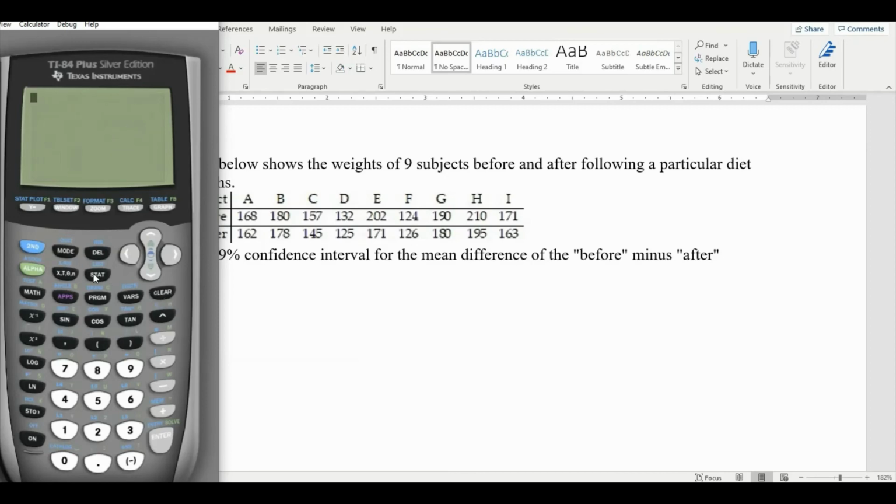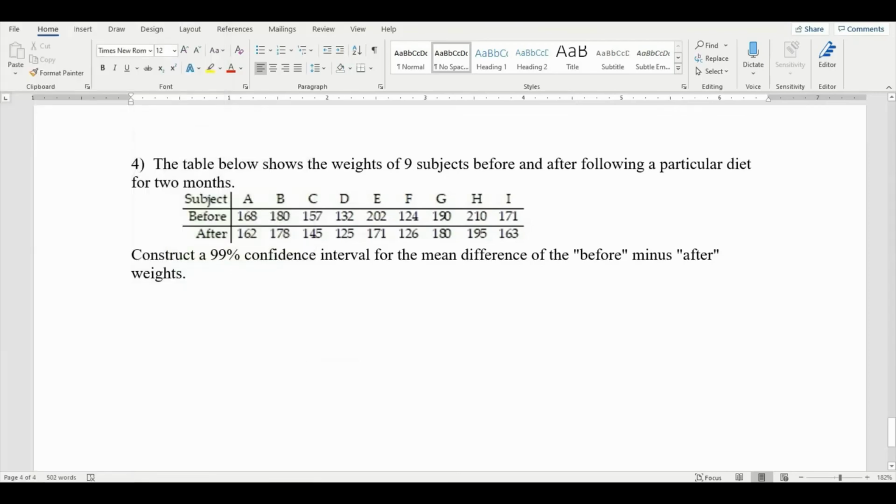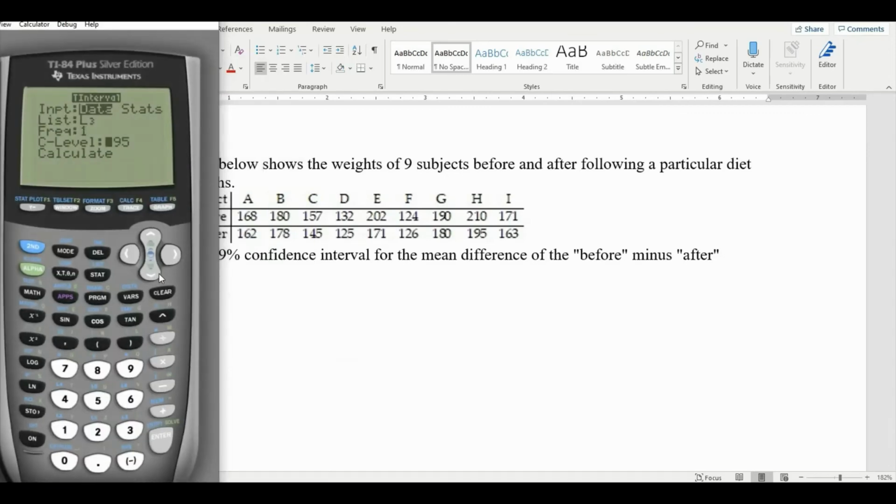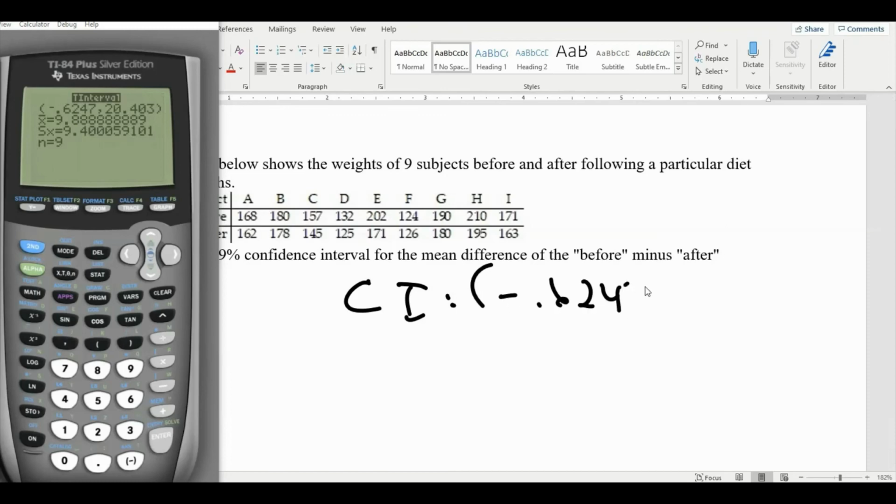However you want to do it. This time we're doing t interval only. So what was that, number 8? And data. What is this? It's a 99% confidence interval. That's our estimate, by the way. Negative 0.6247, comma, 20.403 is the confidence interval.